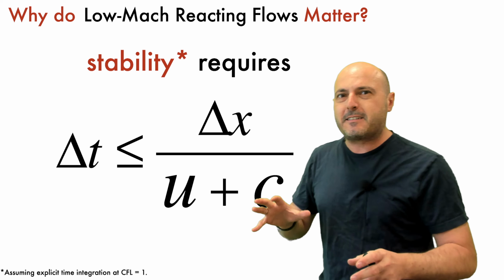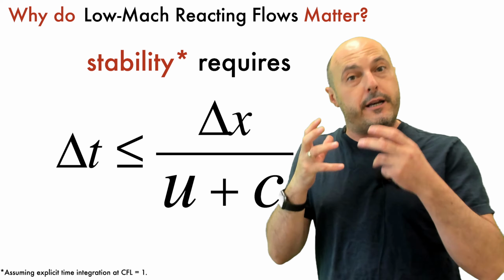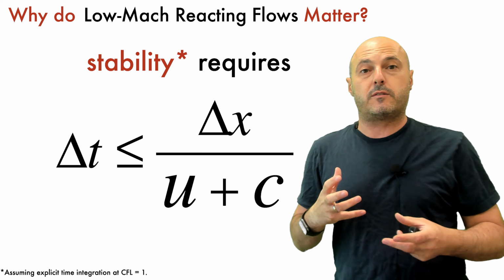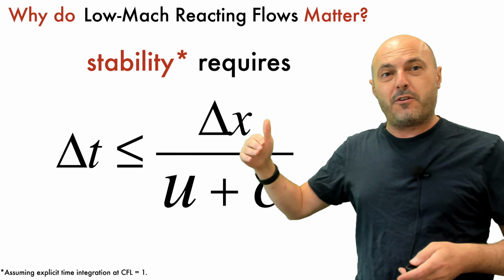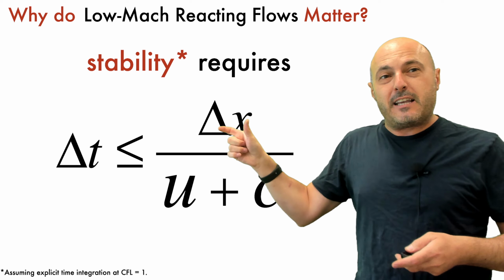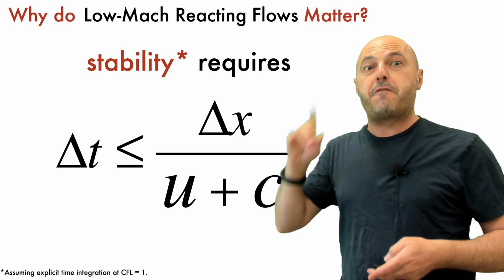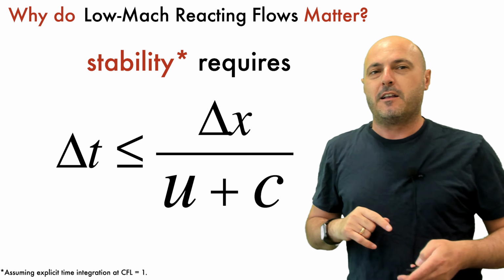And what is the fastest information propagating in our flow? It is the sound waves, okay, at u plus c. So we cannot move more than a single grid point in a single time step. The fastest information cannot move faster than that.